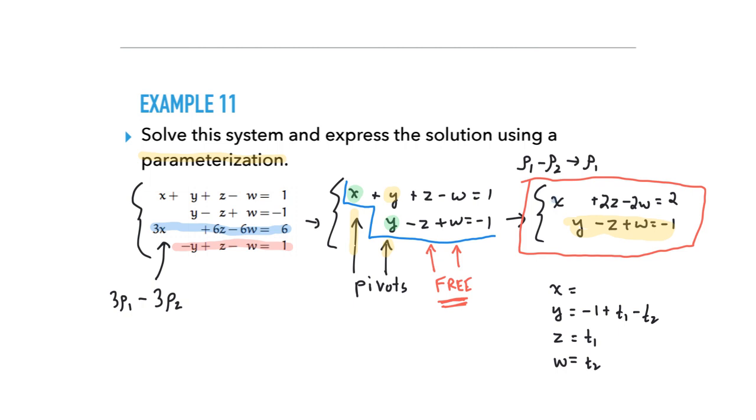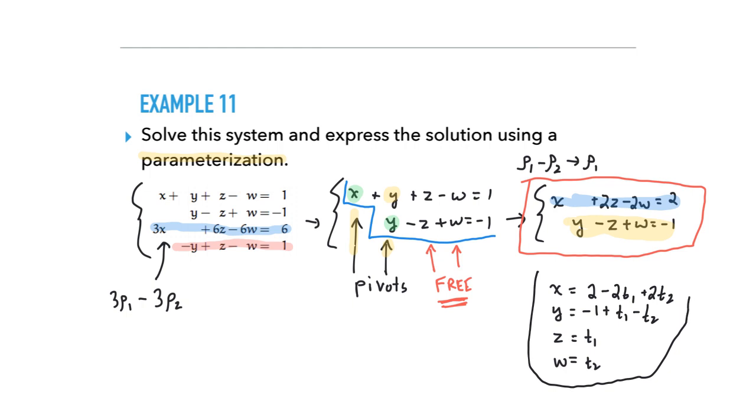And then I can look at the first equation, x plus 2z minus 2w. And I can mentally substitute t1 and t2 in for z and w and isolate the x so that it becomes 2 minus 2t1 plus 2t2. And now I've written my parameterization.